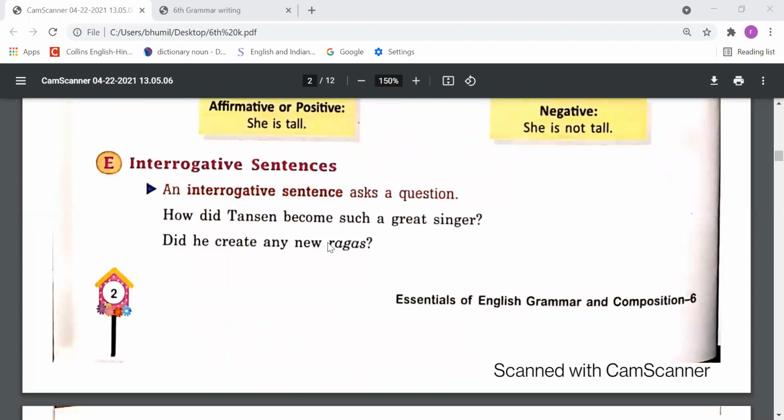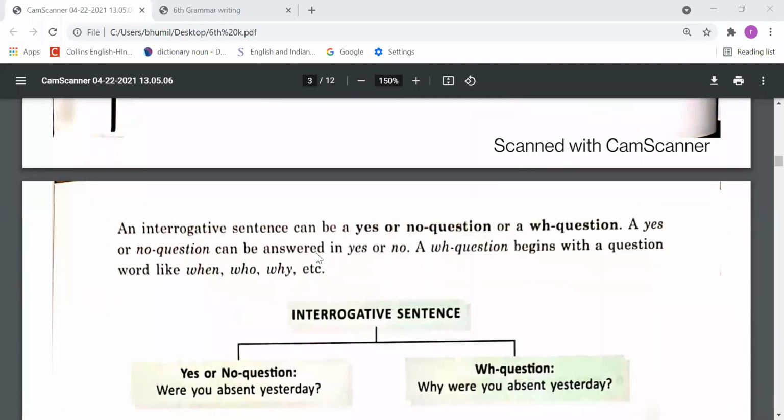Let's talk about the second type, interrogative sentence. An interrogative sentence asks a question. How did Tansen become such a great singer? Did he create any new rags? So whenever we inquire something, we put some question. So those types of sentences are called interrogative sentences. Like these examples are written here. Let's come to the next page.